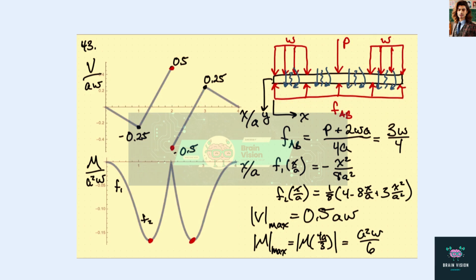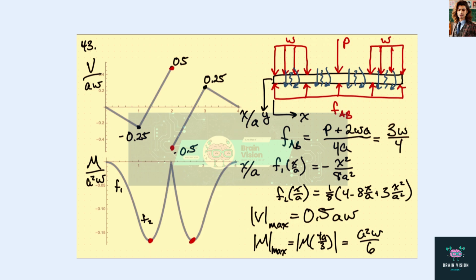And in this problem, they didn't give us actual numerical values. So we just know that this has a magnitude of W, and that would be some kind of force per unit length. Same here, and then this would have units of force. And we're told that P equals A times W, which would have the units of force. So we know that this distributed load has a value of 3/4 W, and W would again be a force per unit length.